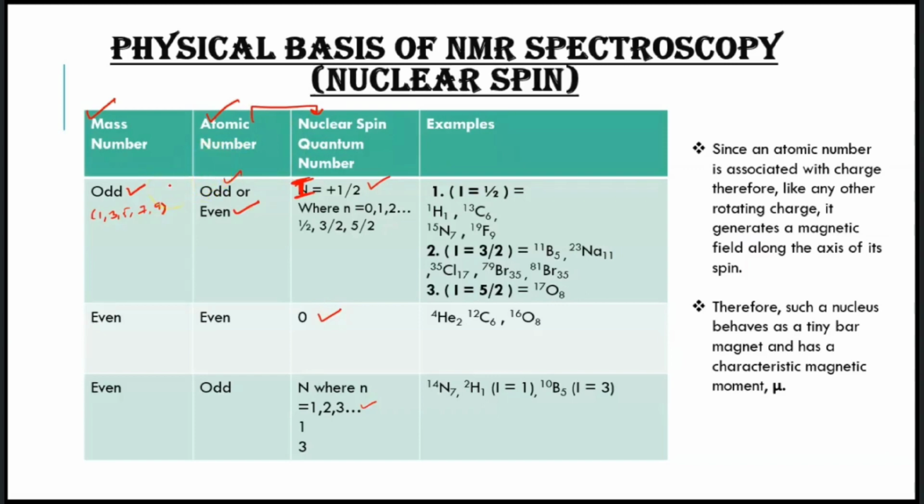Children, you will have to remember this. So we have examples where your nuclear spin quantum number value is half: that is H1, then carbon 13 isotope, N15 isotope, F19 isotope. Where the value of I is 3 by 2: that is boron 11, sodium 23, chlorine 35, bromine both 79 and 81 isotope. Then the third case, where the value is 5 by 2, is an example of the O17 isotope. Okay, now these cases have come.